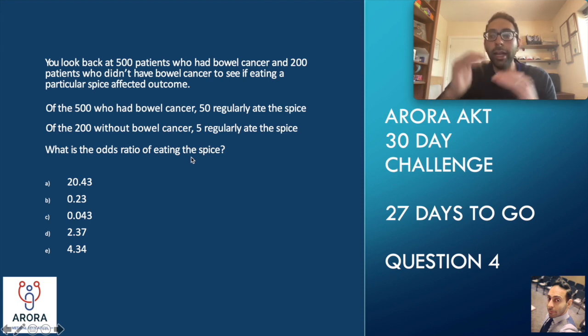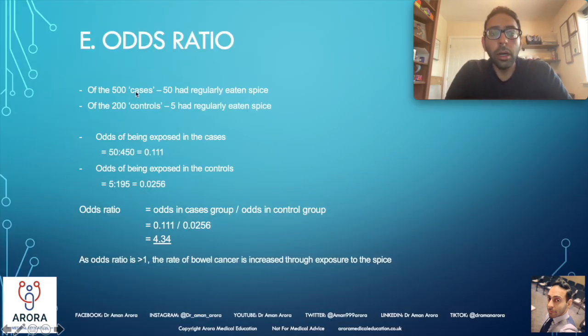So remember, to create a ratio, you first got to work out 2 individual odds. So you've got to work out the odds for this bracket and the odds for this bracket, and then you can divide one by the other, and that gives you the 4.34. So of the 500 cases, 50 had regularly eaten spices, and of the 200 controls, 5 had regularly eaten the spice. So you've got to work out the individual odds first.